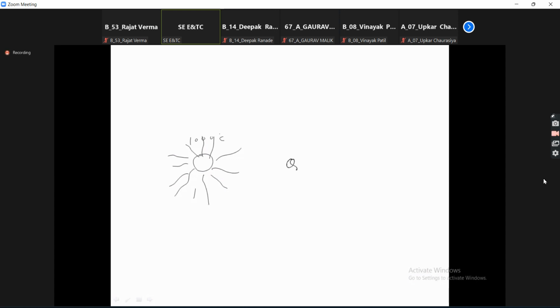It's Q, placed here. So what kind of impact is it creating? Suppose I call it Q1, and the moment I bring another particle here, Q2, what is going to happen is that this particle Q2 is going to disturb the original nature of Q1.